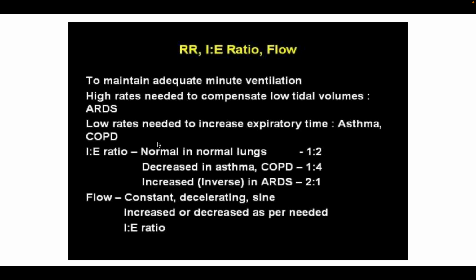The low flow rates are needed to increase the expiratory time, especially in patients of obstructive airway diseases such as asthma and COPD. And the I:E ratio, which is normal at 1:2, has to be increased to a ratio of 1:4 in patients of COPD or asthma to actually mitigate the problem of auto-PEEP. And it can be inverse ratio ventilation in ARDS, which we keep sometimes even as 2:1.